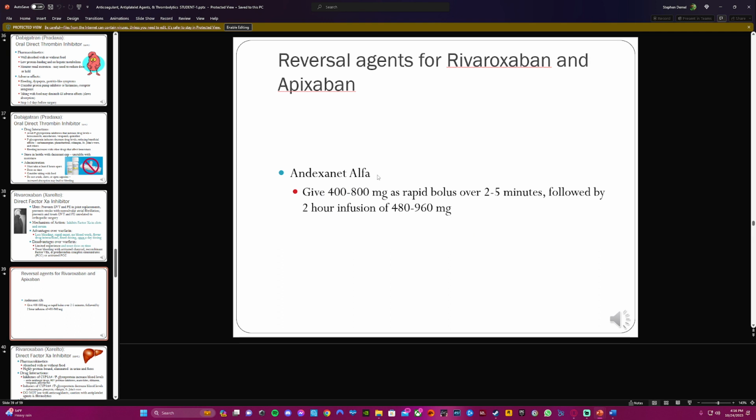Reversal agents for rivaroxaban and apixaban are andexanet alpha. You want to give 400 to 800 milligrams as a rapid bolus over 2 to 5 minutes, followed by a 2-hour infusion of 480 to 960 milligrams.